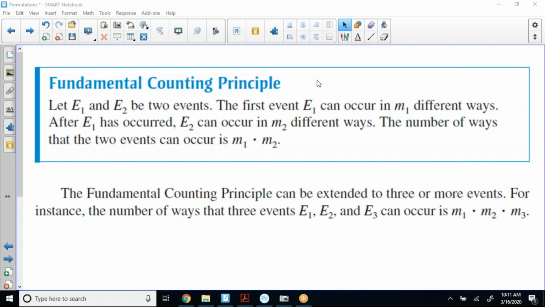So the first thing that we've got to talk about is the fundamental counting principle. Fundamental counting principles are when multiple things are happening. The first event, E1, can occur in M1 different ways. After E1 has occurred, E2 will occur in M2 different ways, and so forth. We can extend that from one or two events into multiple events, meaning M1 times M2 times M3. The first thing we'll look at gets you started.